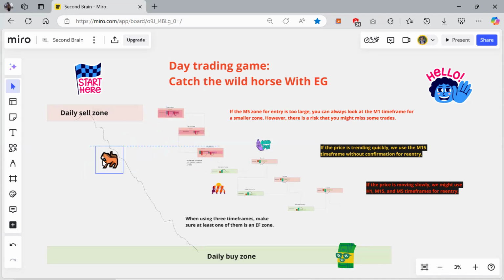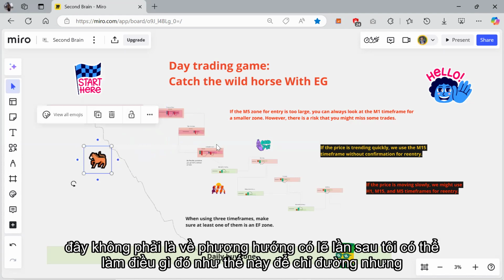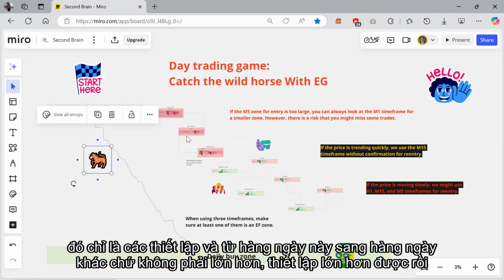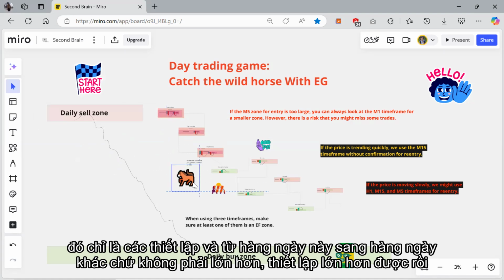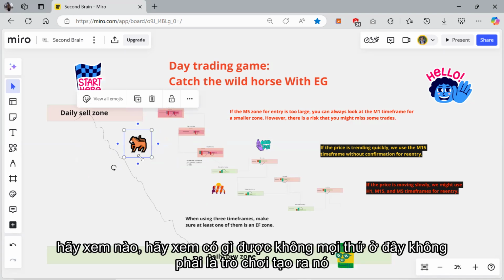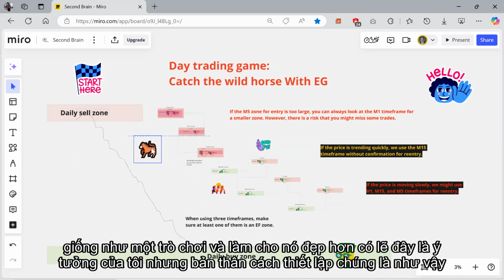This is not about direction. Maybe next time I can make something like this for direction, but it's just the setups from the daily to the daily, not the bigger setups. Okay, so let's see what that is. Everything here is about making it like a game and making it nicer.